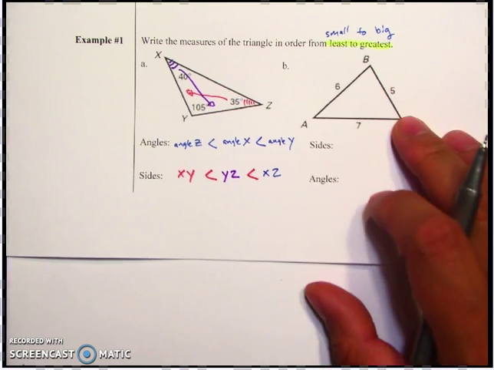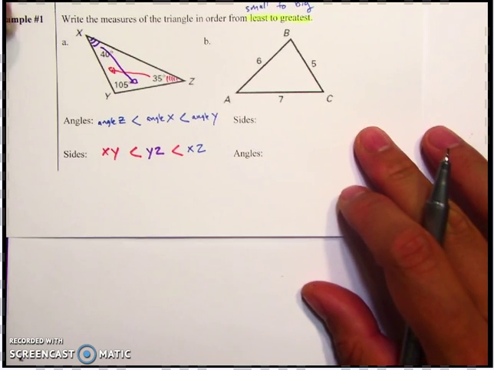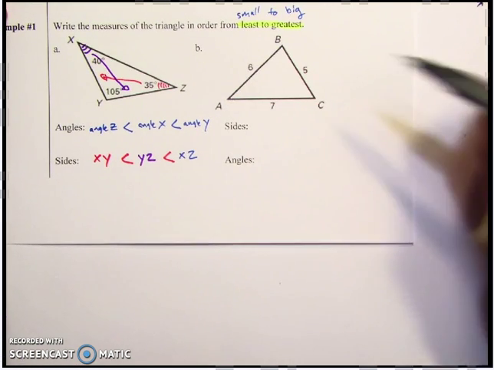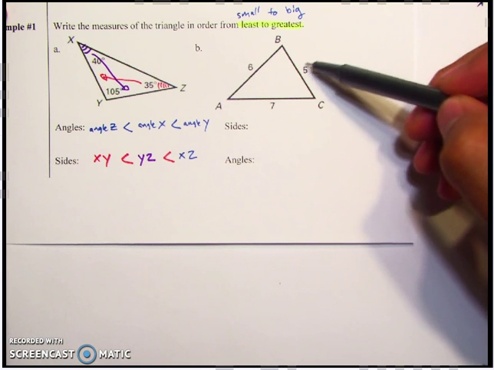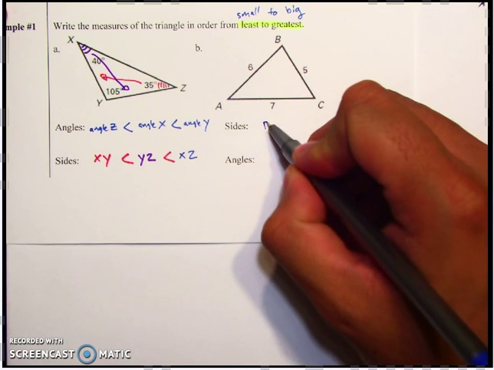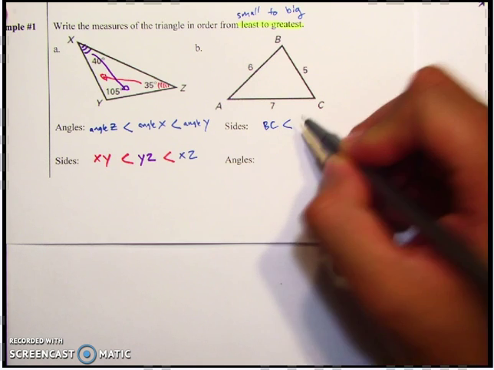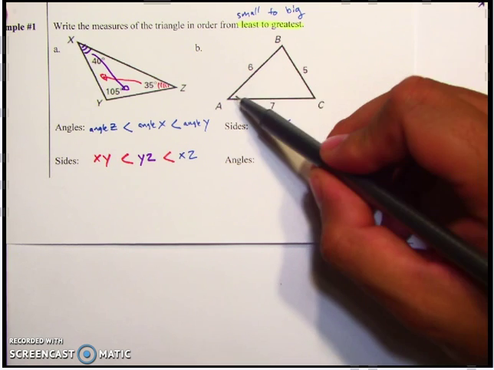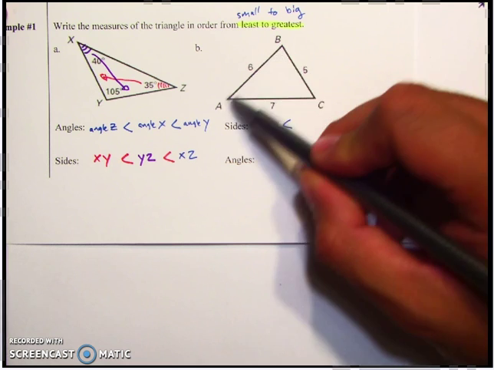Do the same thing for the other one. If they give you a side, I would recommend you start off with the side first. So my smallest side was 5, so that happened to be BC. Then my next smallest number, my next bigger number is AB, 6.